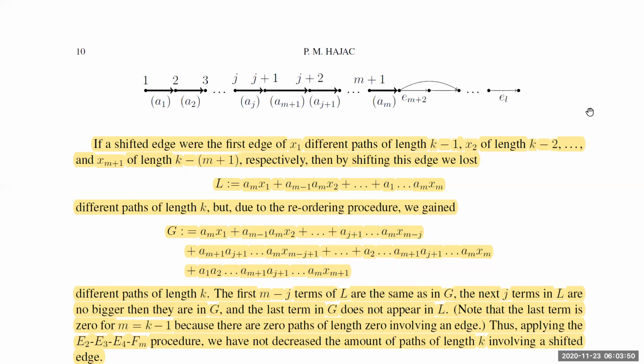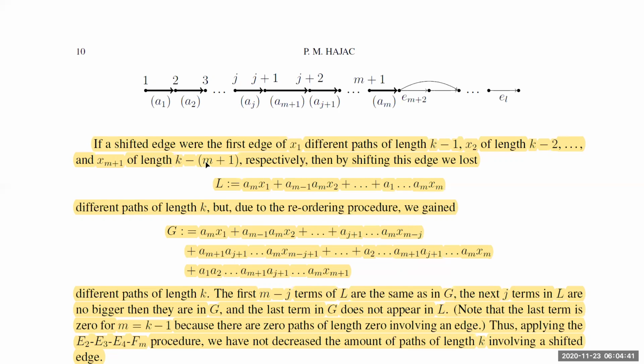So let's assume that we have a shifted edge that participates in a path. It's part of a path of length k. And suppose a shifted edge were the first edge of x1 different paths of length k minus 1, x2 different paths of length k minus 2, and so on and so forth, until x_{m+1} different paths of length k minus (m plus 1). Mind you, it makes sense because this number is non-negative, right? m is at most k minus 1, k minus 1 plus 1 is k, k minus k is 0. So yes, it makes sense to speak about paths of length 0, because there's just one such path.